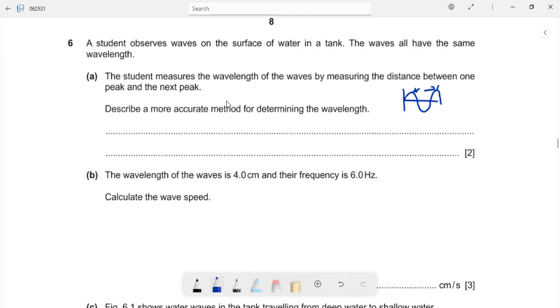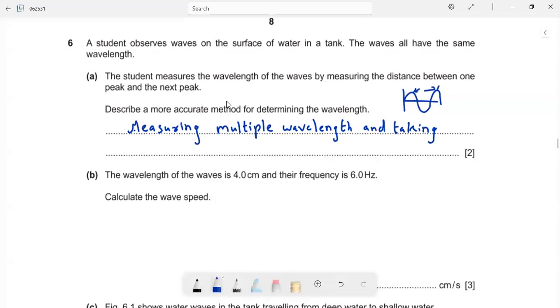For that, we can measure multiple wavelengths and take an average. So another method is measuring multiple wavelengths and taking an average.